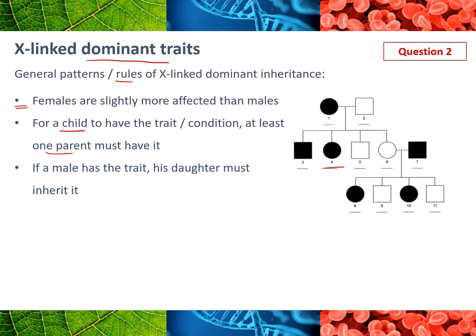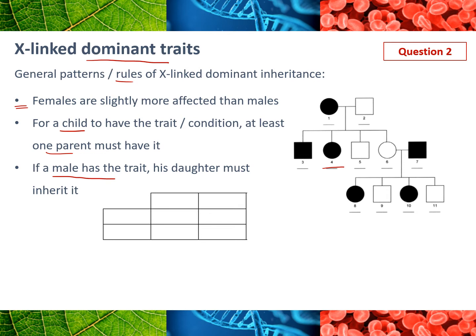Another pattern with X-linked dominant traits is that if a male has the trait, his daughter must inherit it. So if we look at this example here, this is a male because it's a square, it's shaded in, so they have the trait, and both of his daughters have it. And that's not by chance. That has to happen, and I'll show you why.